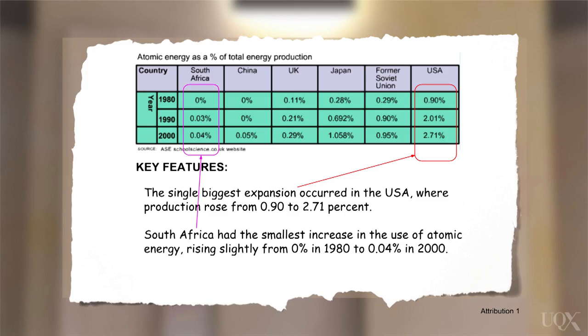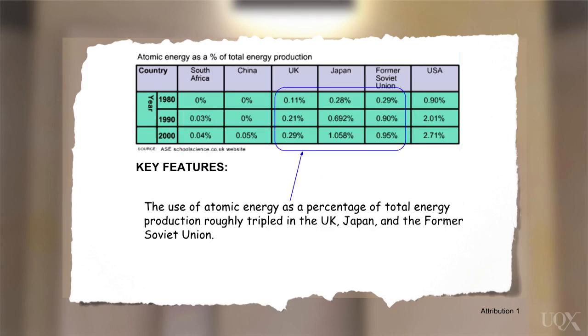A further feature that you could mention is that the use of atomic energy as a percentage of total energy production roughly tripled in the UK, Japan, and the former Soviet Union. So, to recap, whenever you have to write about visual data in Task 1, you need to spend some time analysing it, carefully looking for the overview and the key features. In the next activity, you'll get the chance to practice doing this.